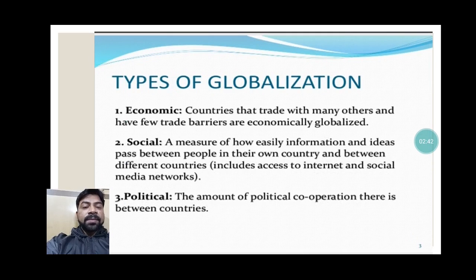Now next is types of globalization. You can see here economic globalization, social globalization and political globalization. So these are the types of globalization. When we talk about economic globalization, countries that trade with many other countries and have few trade barriers are economically globalized. Okay, this is very easy to understand.